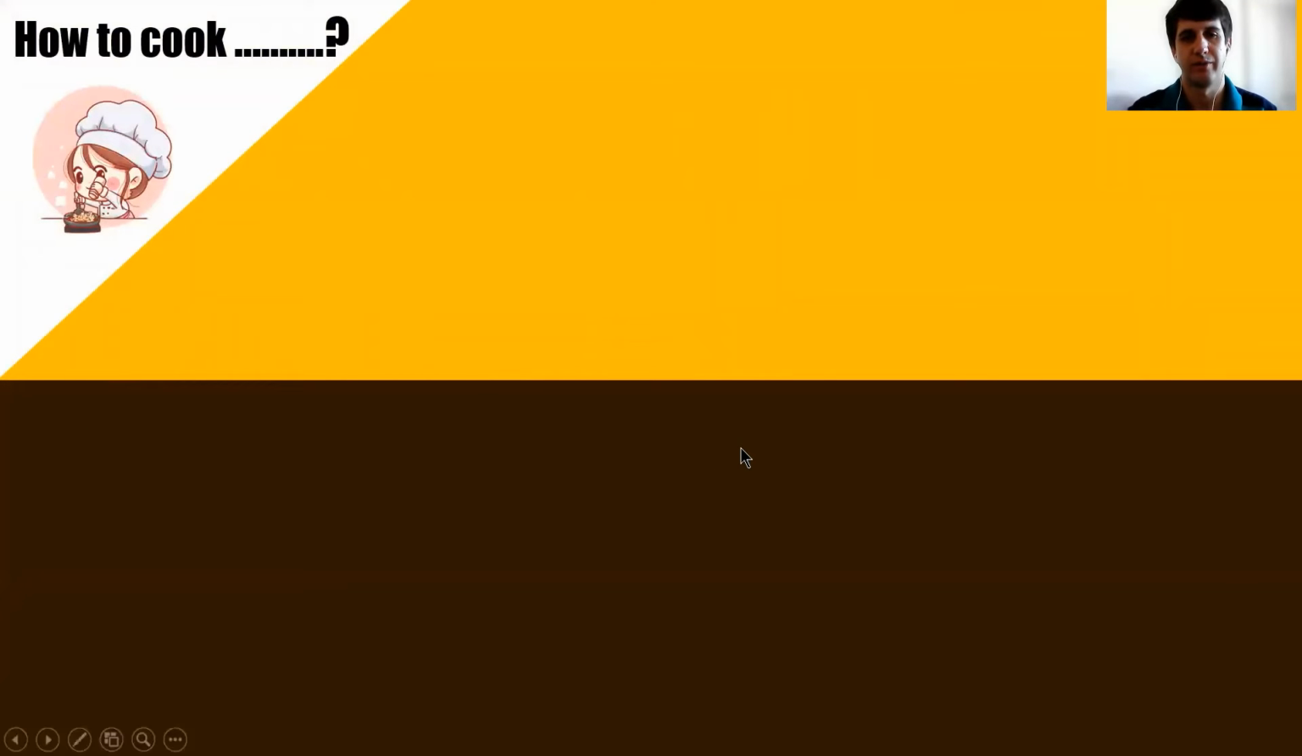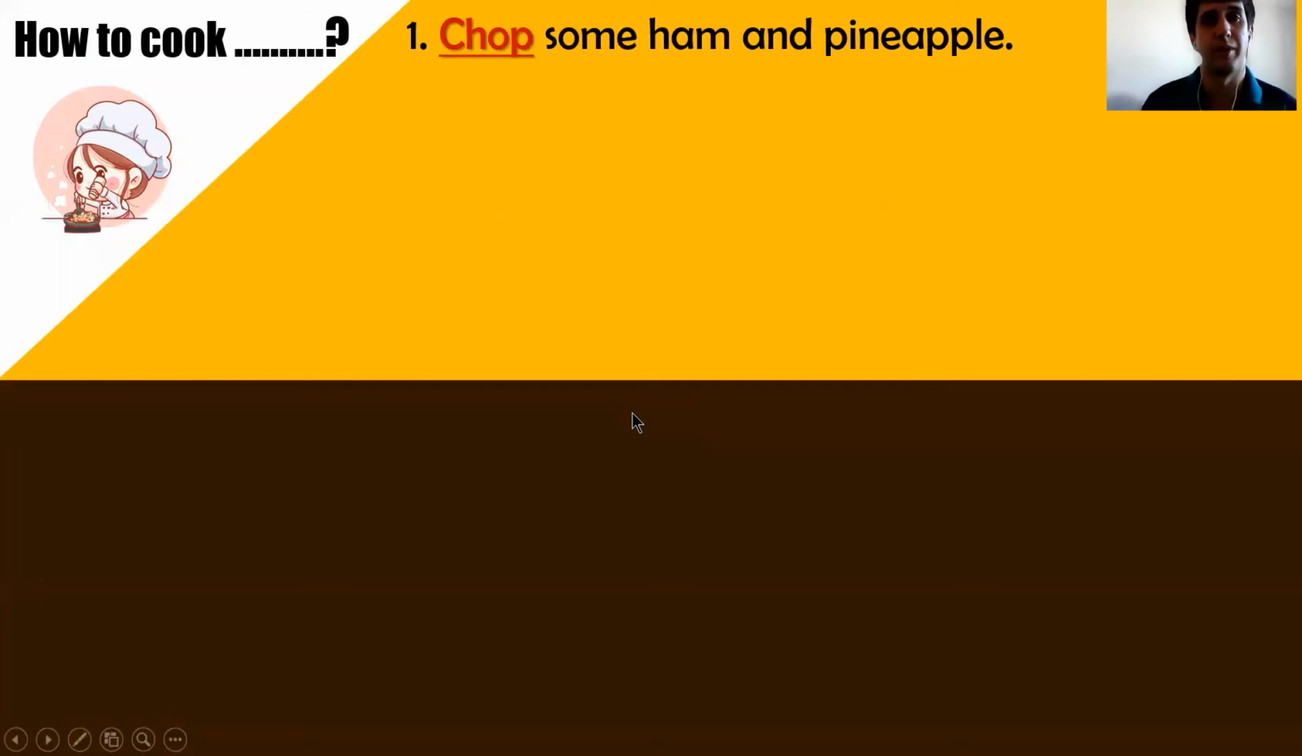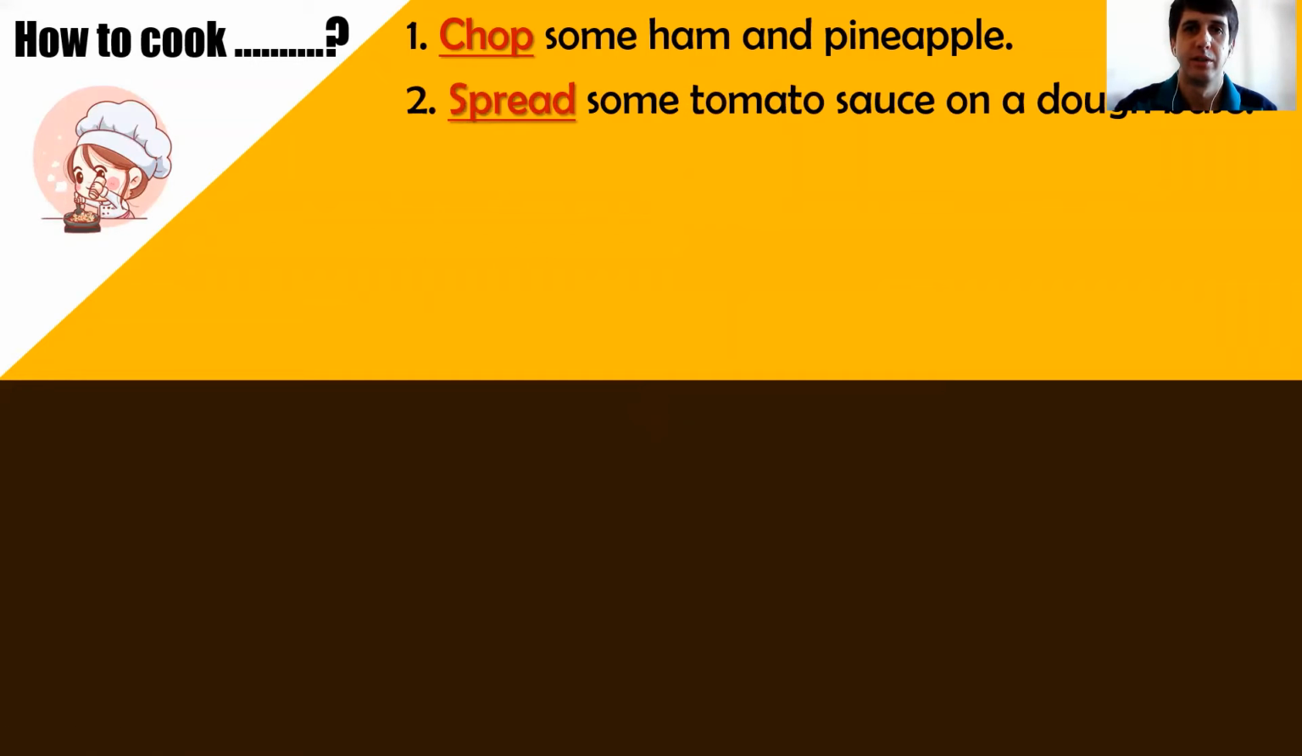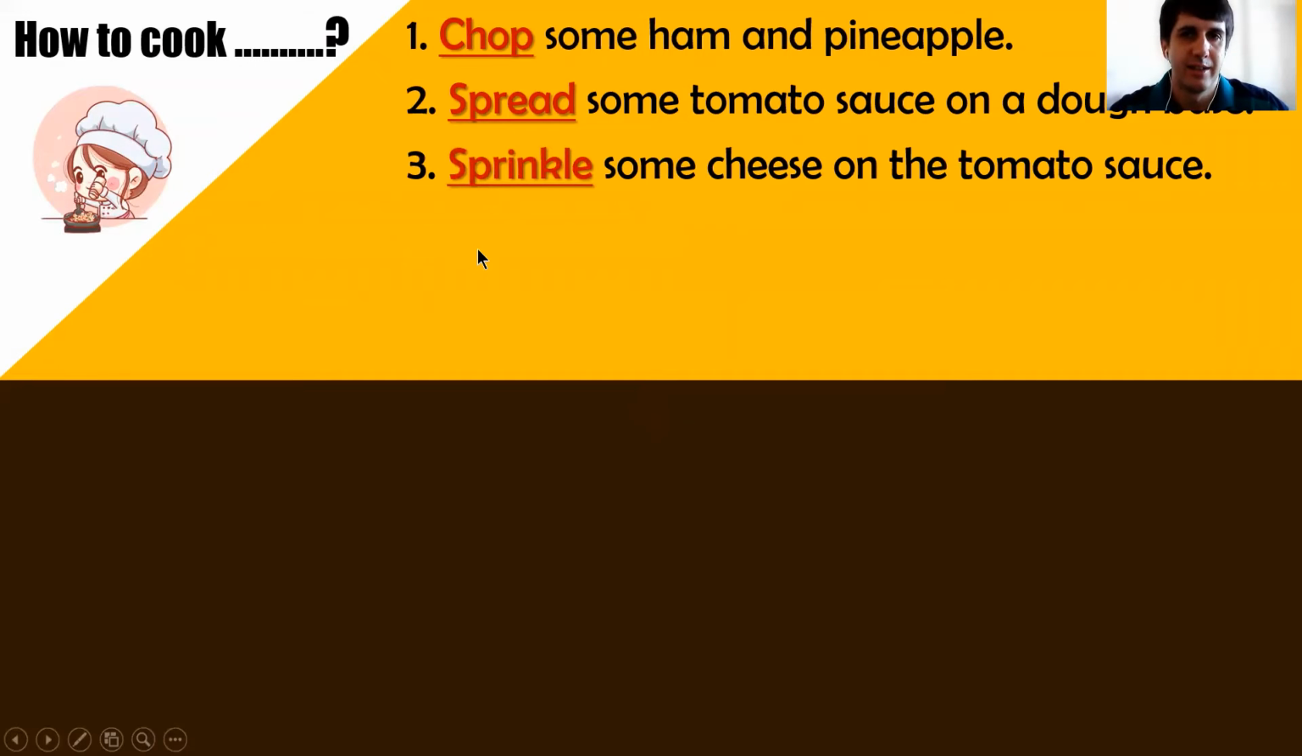Now, let's have a look. First recipe. Number 1, chop some ham and pineapple. Okay, so we have the keyword there, chop. Use a knife to chop some ham and pineapple. Number 2, spread some tomato sauce on a dough base. We didn't look at the word spread. That means you can use a knife or a spoon to spread tomato sauce on a dough base. Dough is like a bread base. Do you know what food it is? Maybe you have an idea.